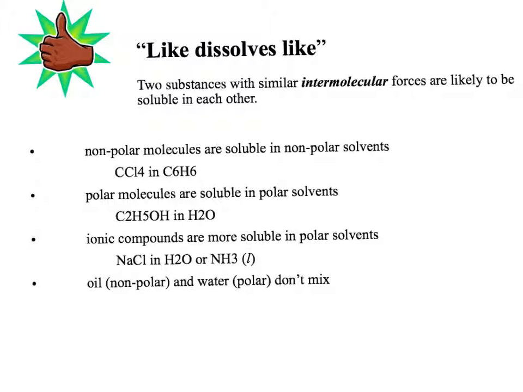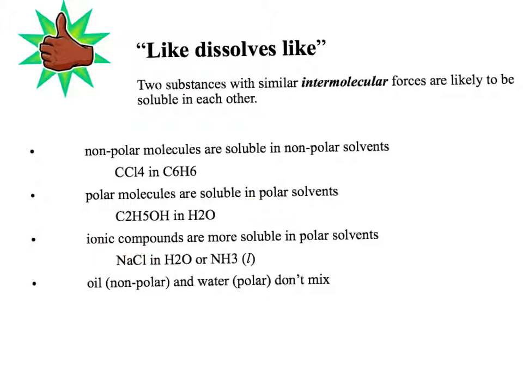The main property that makes solutions combine together is the term "like dissolves like." So if you have positive and negative ends, they're going to typically dissolve each other. If you have non-polar molecules, that means they share their electrons equally, like CCl4 and C6H6, those will combine together. Polar molecules, that means they have slight positives and negatives, will mix with slight positives and negatives.